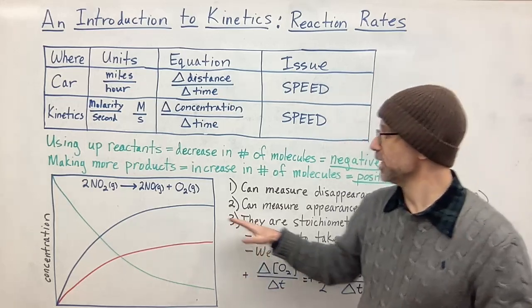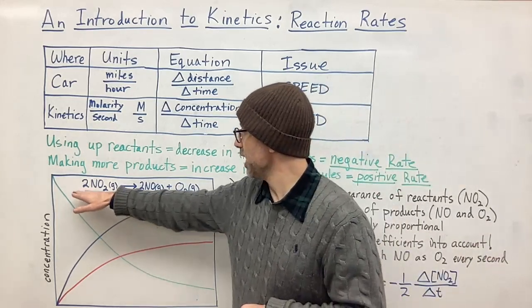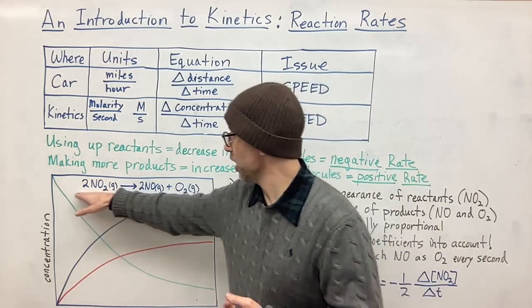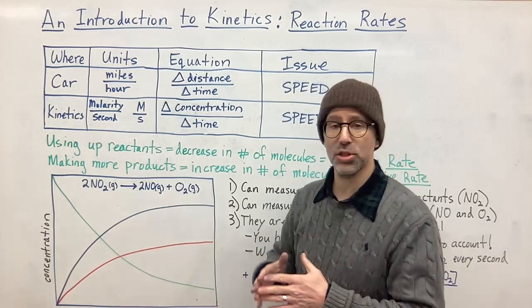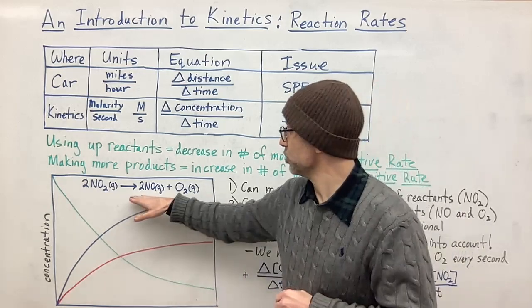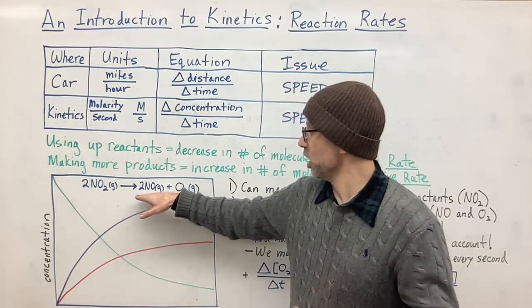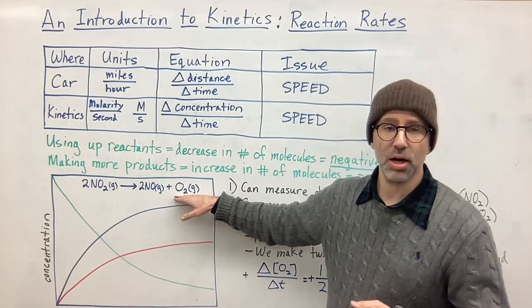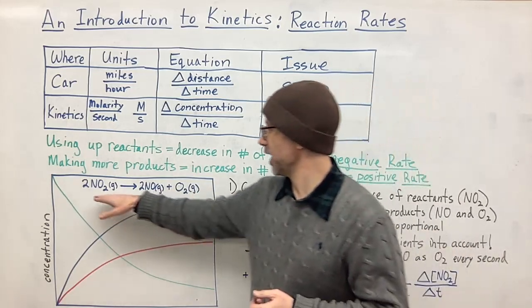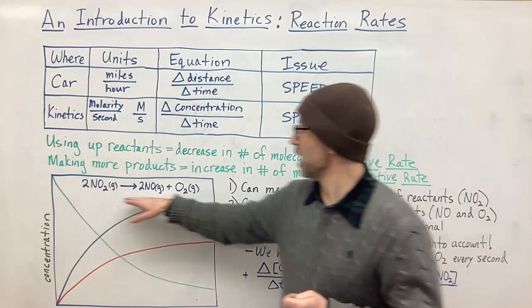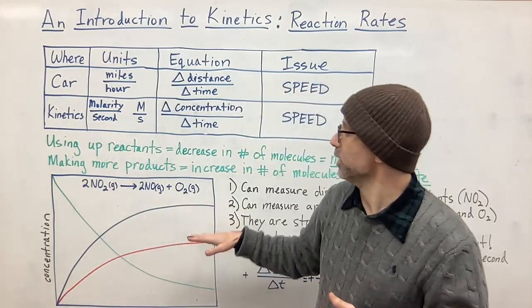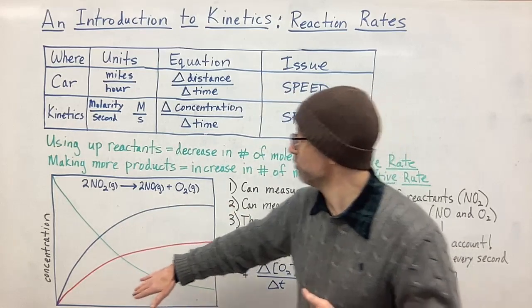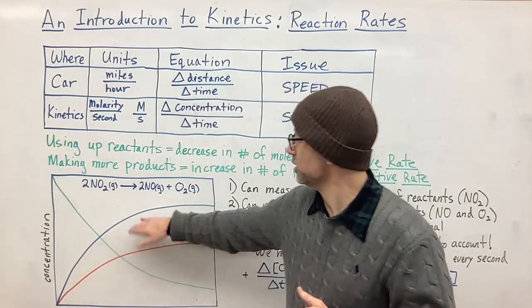So with this graph here, you can see that I have 2 molecules of NO2 gas, which then break down into 2 molecules of NO and 1 molecule of oxygen. So here we have a decomposition reaction. And so we can look at the function of the concentration over time.